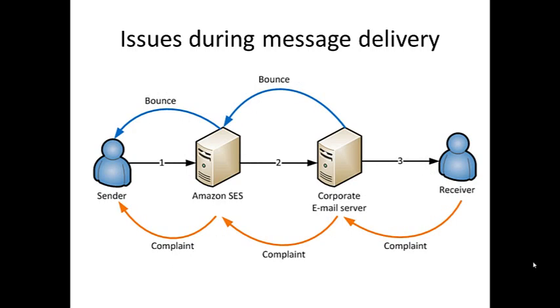Okay, here is the representation of issues during email message delivery. Bounces are sent back to SES by corporate email servers. Usually they are errors with a specified SMTP error code, for example, no such address to deliver or unknown address, something like that. A complaint is a message that was received by a recipient but after that marked as spam. So it is sent to the corporate email server, which notifies Amazon SES, and Amazon SES notifies us as a user.